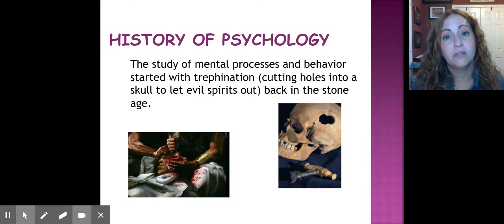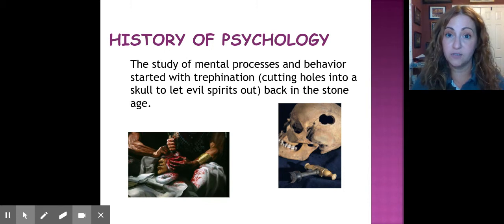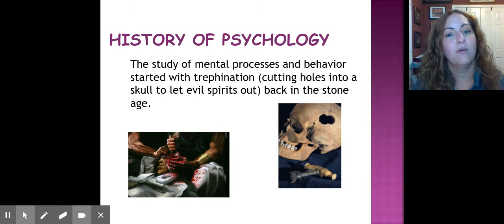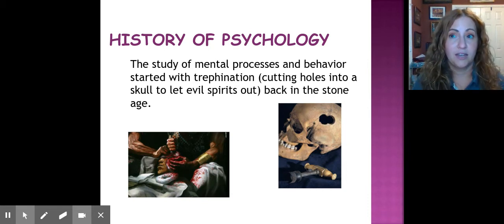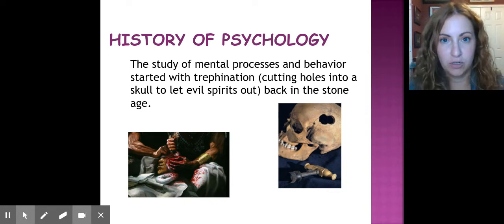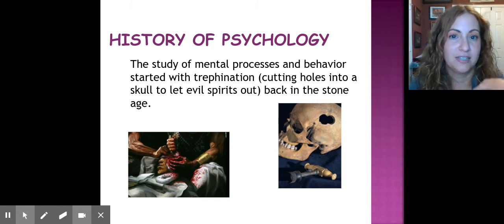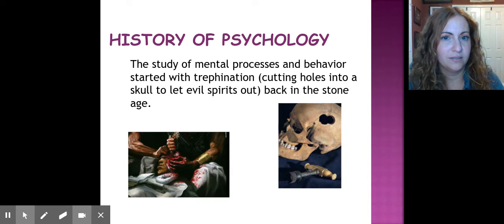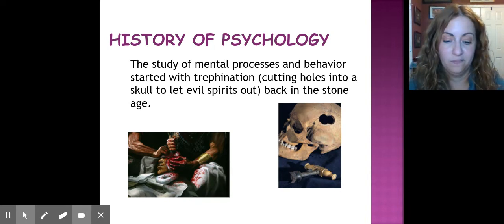Trephination is the cutting of holes into the skull to let evil spirits out. So maybe someone suffered from PTSD, or maybe they suffered from bipolar disorder or schizophrenia. We knew that there was something wrong with the head, but at the time, we thought it was demon possession, that you were possessed by evil spirits. And a way to fix you would be to release the spirits by cutting holes into their head. Okay, we now know that's ludicrous. We now know that's silly. It's chemical imbalances and many more things. But for a while, we were just drilling holes into people's skulls.